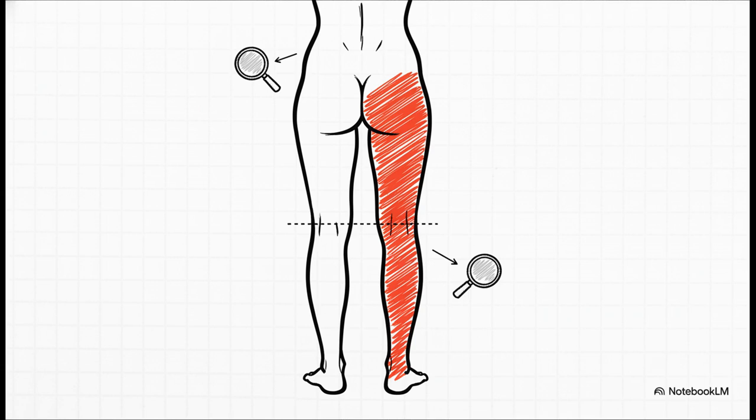Clue number 1, a classic sciatic pattern will often track from your buttock, down the back of your thigh, and right into your calf or even your foot. Clue 2, if your symptoms are traveling below the knee, the chance of direct nerve root involvement goes way, way up. And clue number 3, a herniated disc usually picks a side. One leg becomes the unfortunate star of the show.